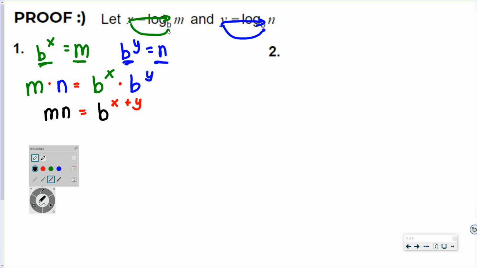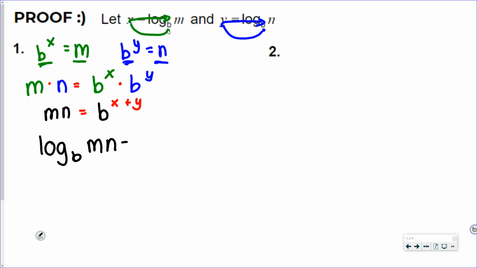Let's convert this now back to a log. So I have an equation in exponential form. If I want to write it in logarithmic form, I'm going to start with writing log base what? b of mn. Remember, log always equals your exponent. x plus y, yep. All right, if we go back to the original step here, it says x is the same as log base b of m, so we're going to do a little substitution in there. And y is the same as log base b of n.